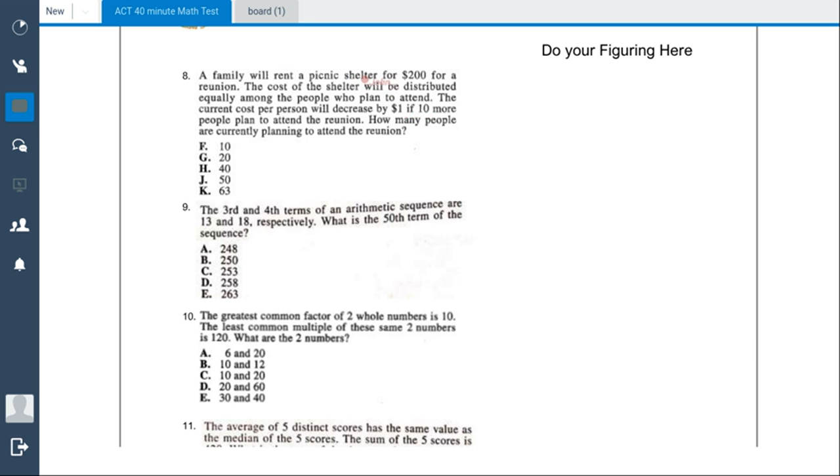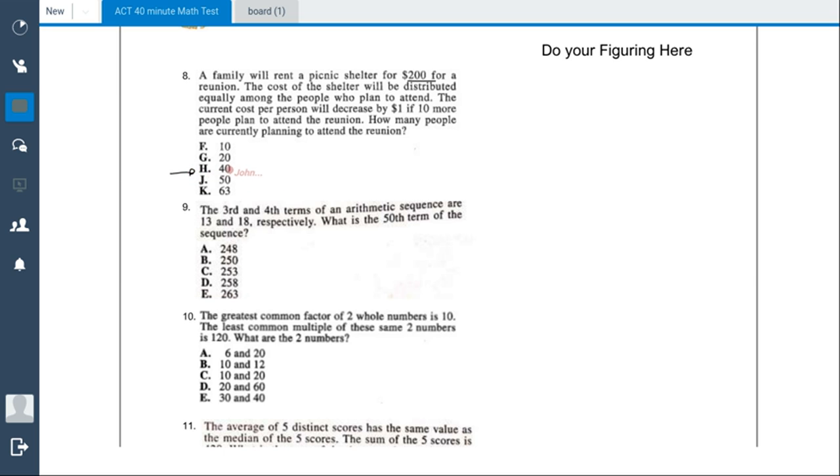A family rents a picnic shelter for $200. The cost will be distributed equally amongst all of the people. At the current cost, it will decrease by $1 if 10 more people plan to attend. So what I'm going to do is I'm going to start with my middle value and backward solve.